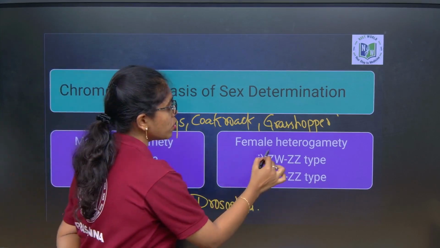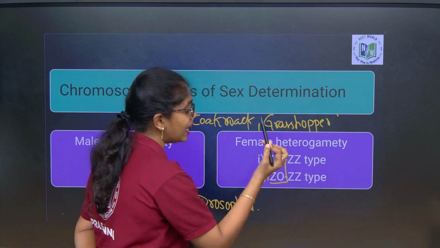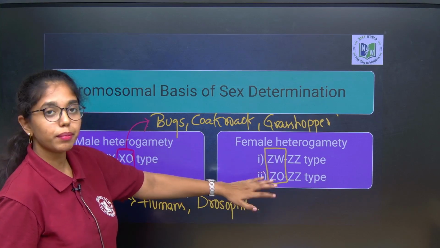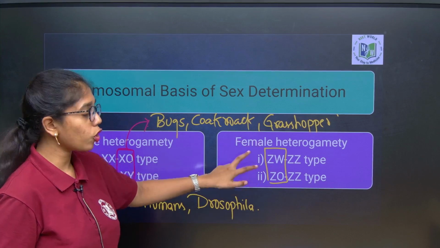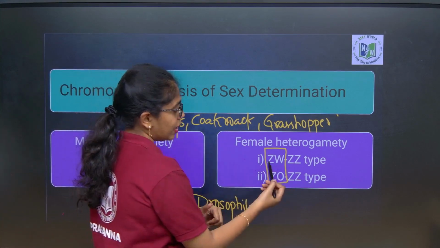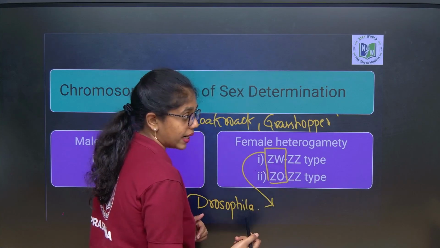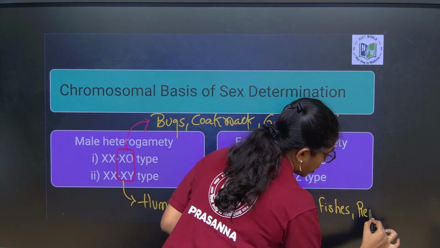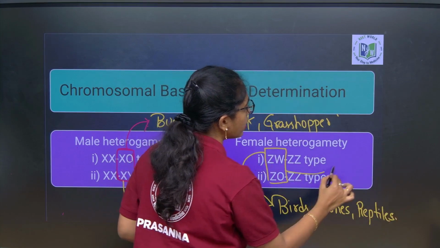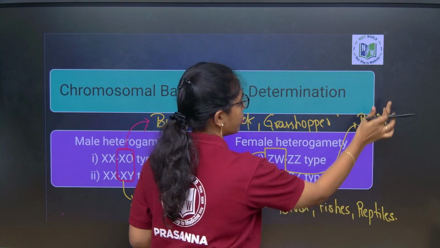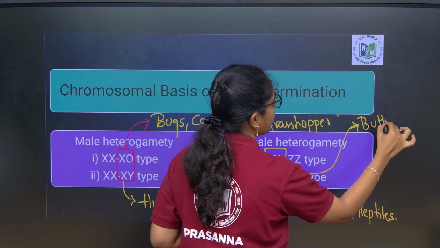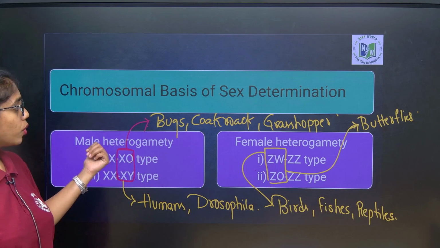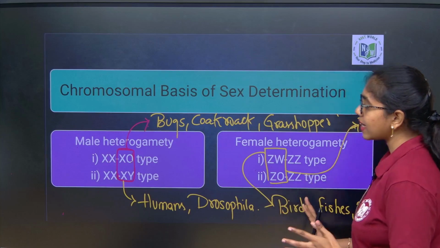Next, female combinations give you female heterogamety, like ZW and ZO. Based on the combination of female chromosomes, it is female heterogamety; the female chromosomes decide the sex of the individual here. Examples for ZW, ZZ type are birds, fishes and reptiles. And for ZO type, butterflies, you consider as of now. So, these are the examples of male heterogamety and female heterogamety. All the examples are important, keep that in your mind.